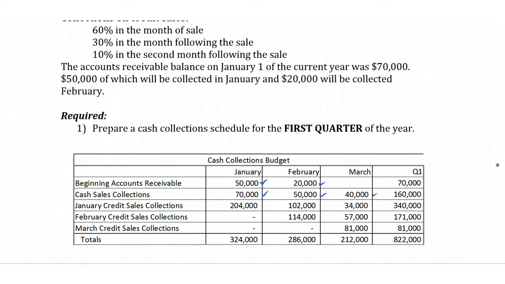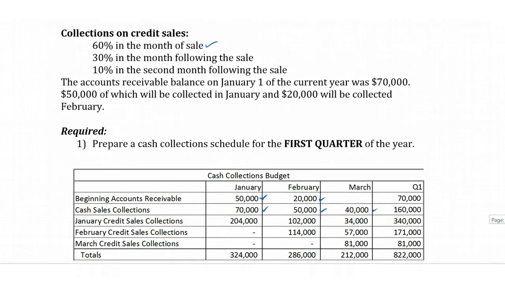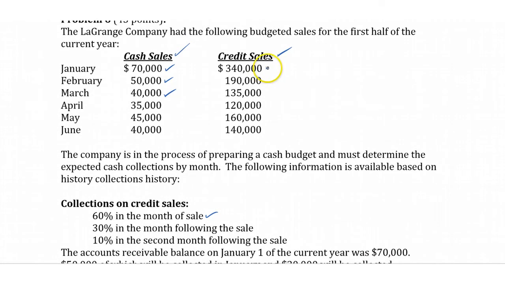Then we have our January credit sales. And this tells us that 60% of our credit sales are collected in the month of the sale. So what I've done is taken 60% of January's sales, and that's what I collect in January. And then, of course, 30%, right? So 30% is collected in February. And finally, 10% is collected in March.